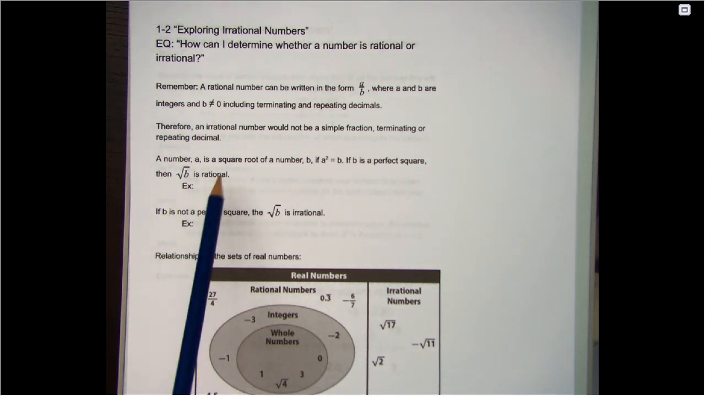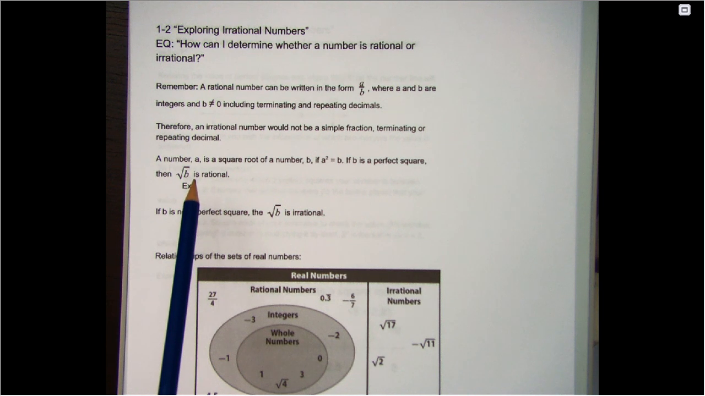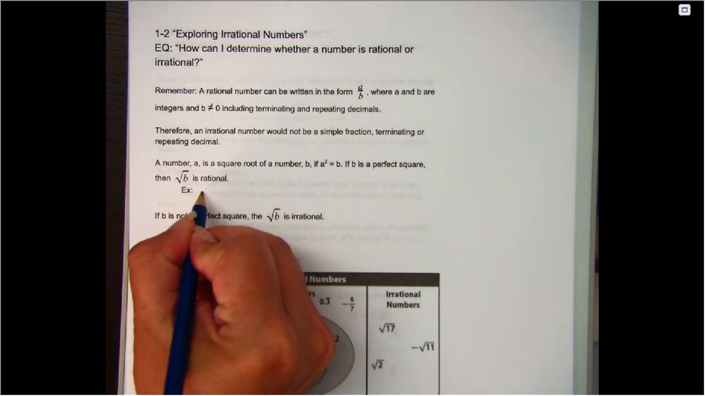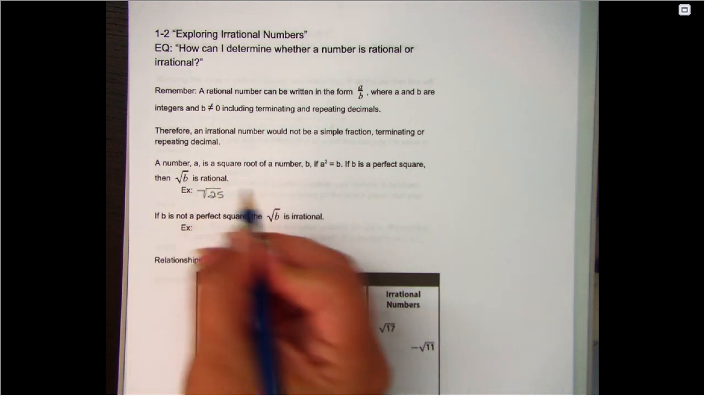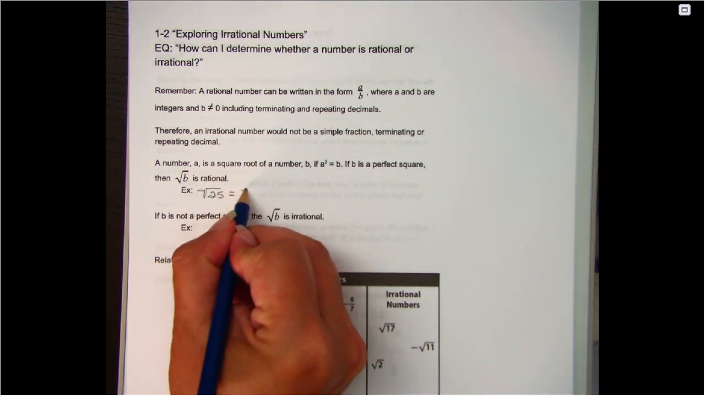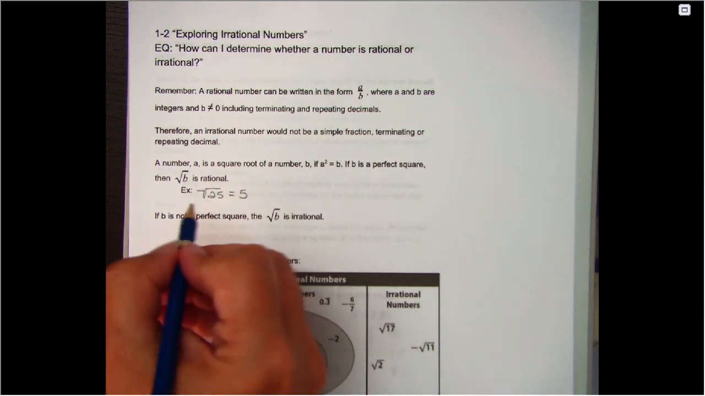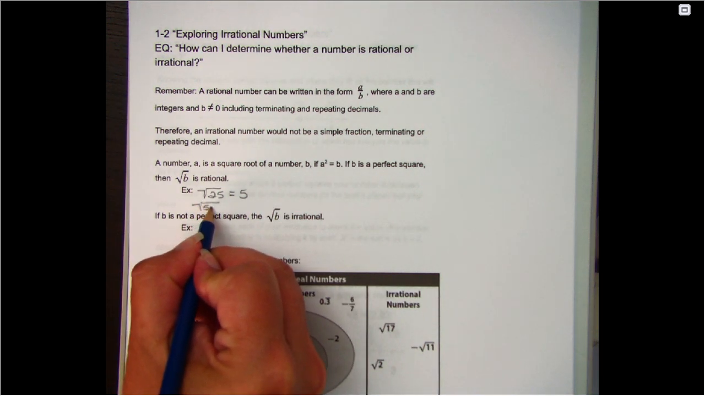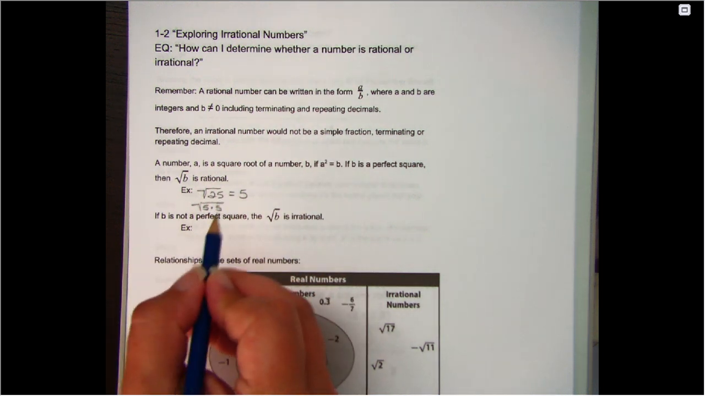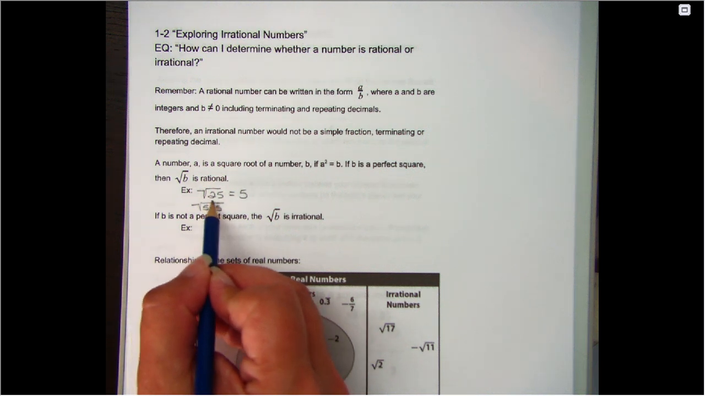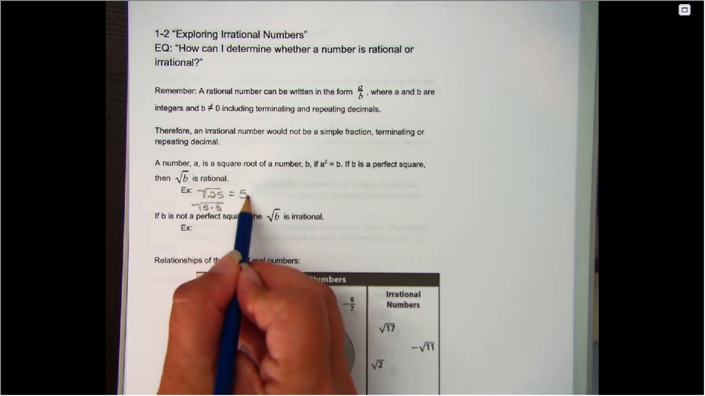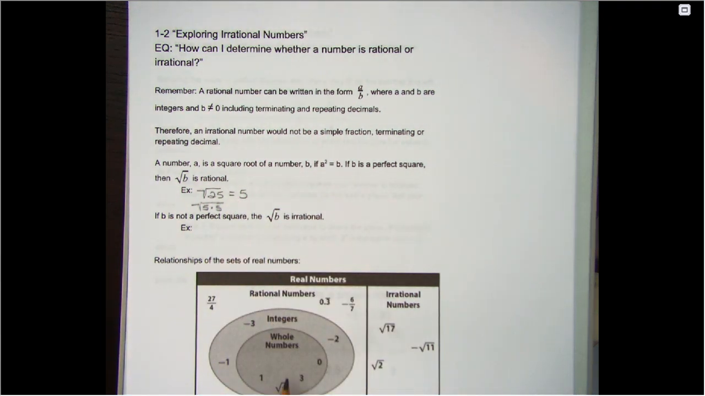Now, some square roots are completely rational when they're perfect. So, for example, the square root of 25 is 5 because it's the square root of 5 times 5. So when we have two perfect numbers being multiplied together, perfect square root, we get a nice clean answer, and that then is a rational number. The value is a simple value.